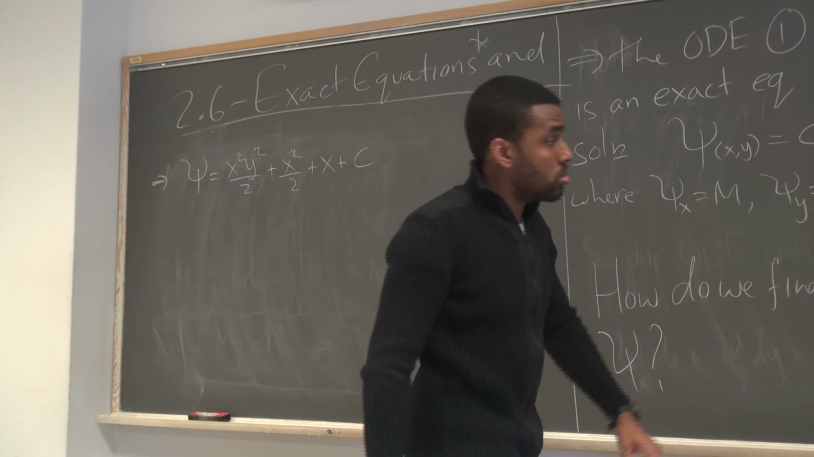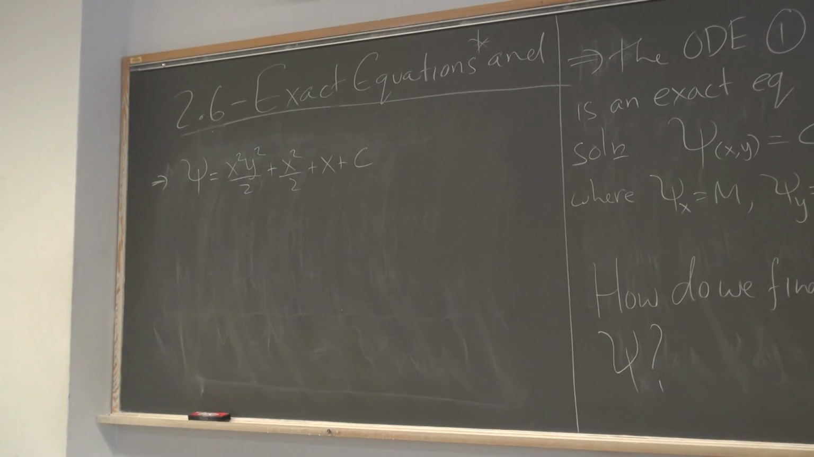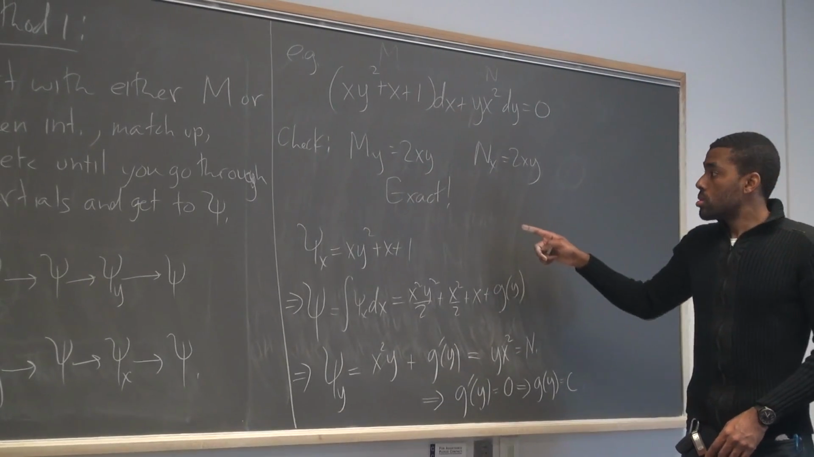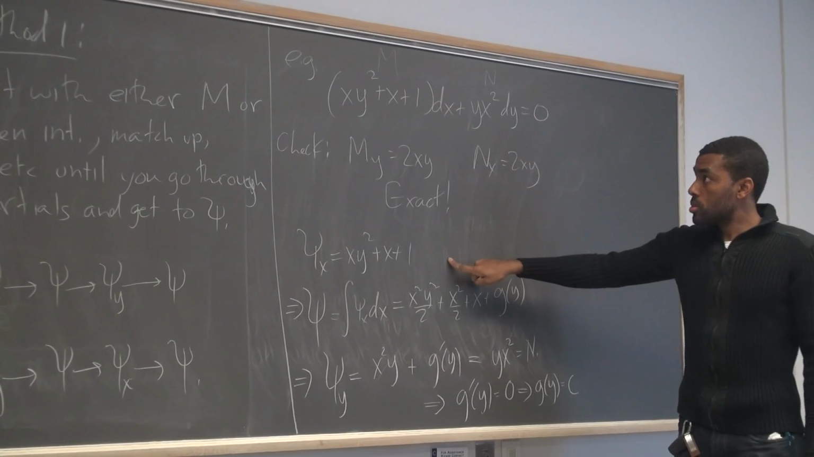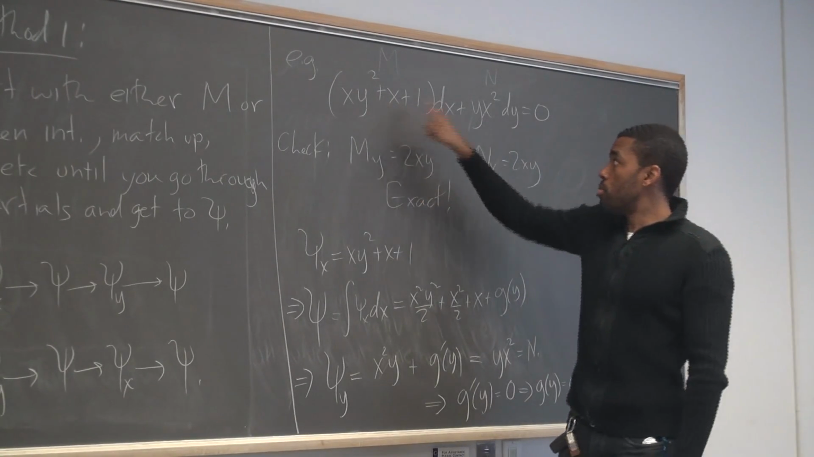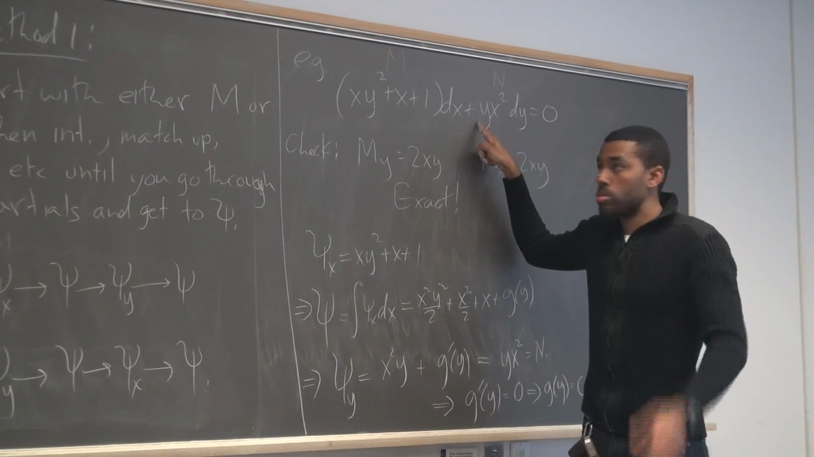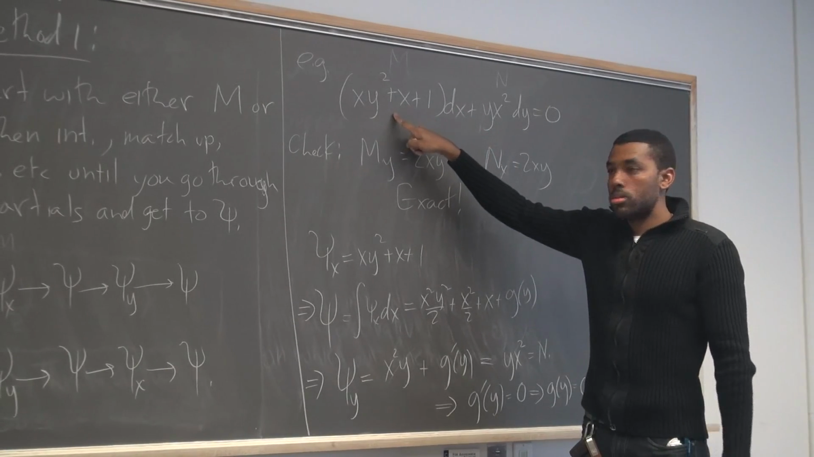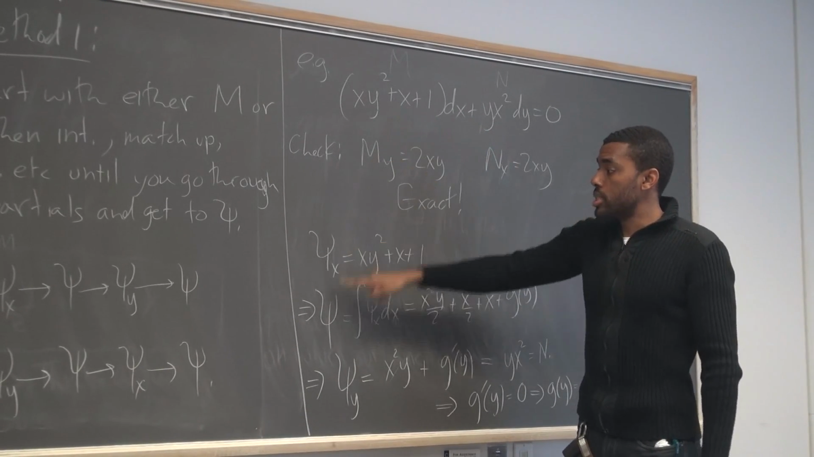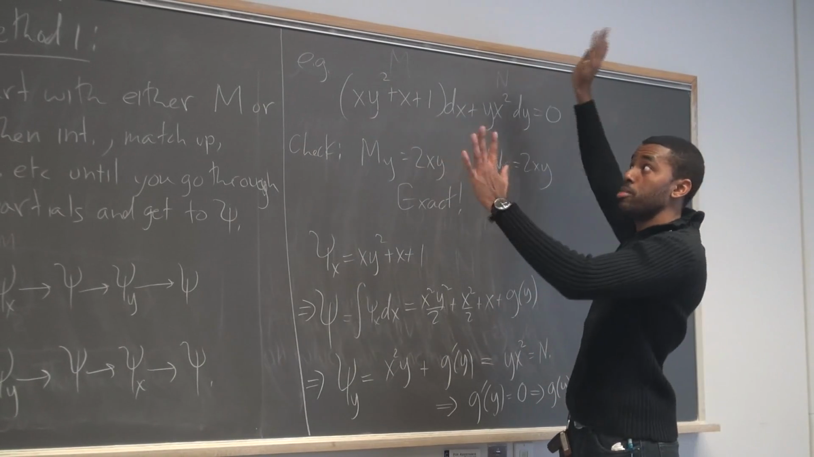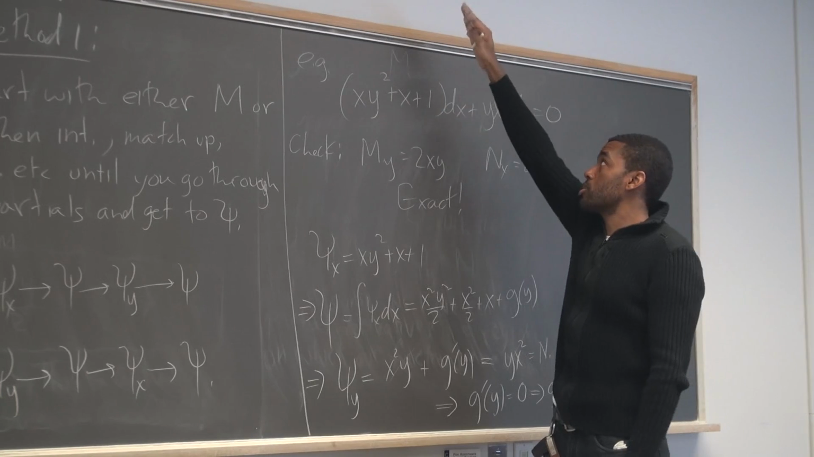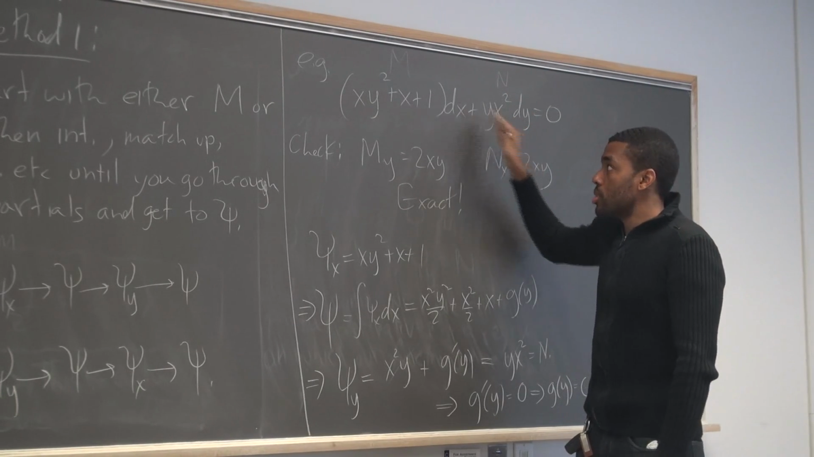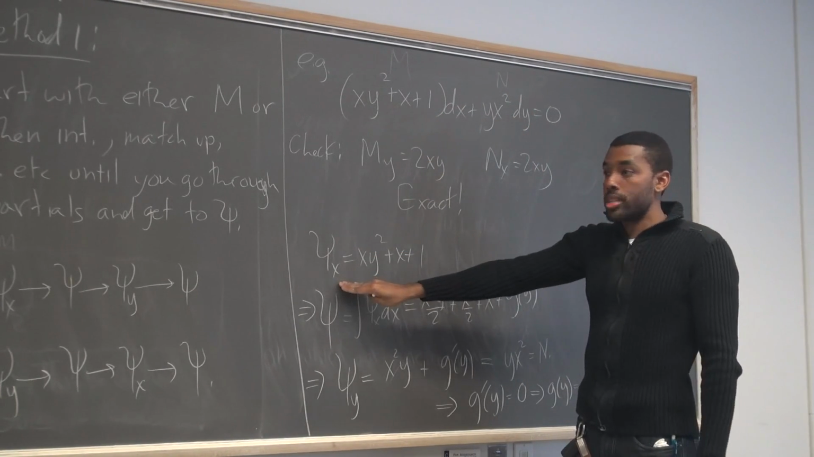Yes? Explain that again. Which part? This last part, after where it says exact. Yeah, can you explain that again? I start with one of the components, any one I want. So I start with this one. That one, remember, is gamma x. There's this function I'm searching for where when I take its partial with respect to x, I get this. When I take its partial with respect to y, I get that. So I start with this one, which is the partial with respect to x.